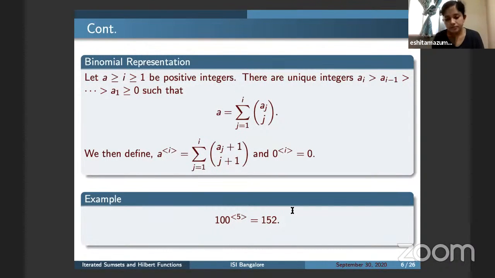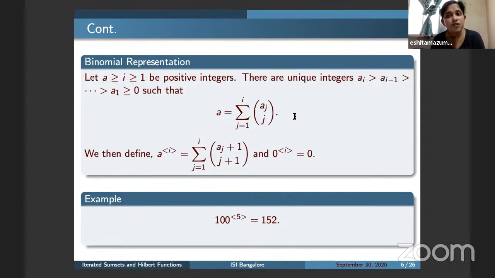It says that suppose we have two positive integers a greater than or equal to i. Then we can say that there exist i unique integers in increasing order, all non-negative, so that a can be written as the sum of the binomial coefficients of aj, where j is running from 1 to i. This kind of representation of a is known as the ith binomial representation of a.